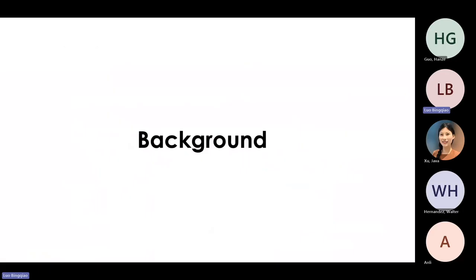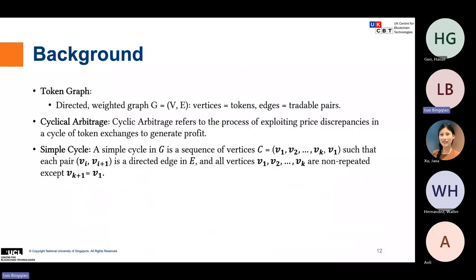Before we go into the algorithm, I will cover some background about our method. First, the token graph is a directed and weighted graph. The vertices are tokens and the edges are the tradable pairs. Within this graph, we can find what we call cyclic arbitrage.